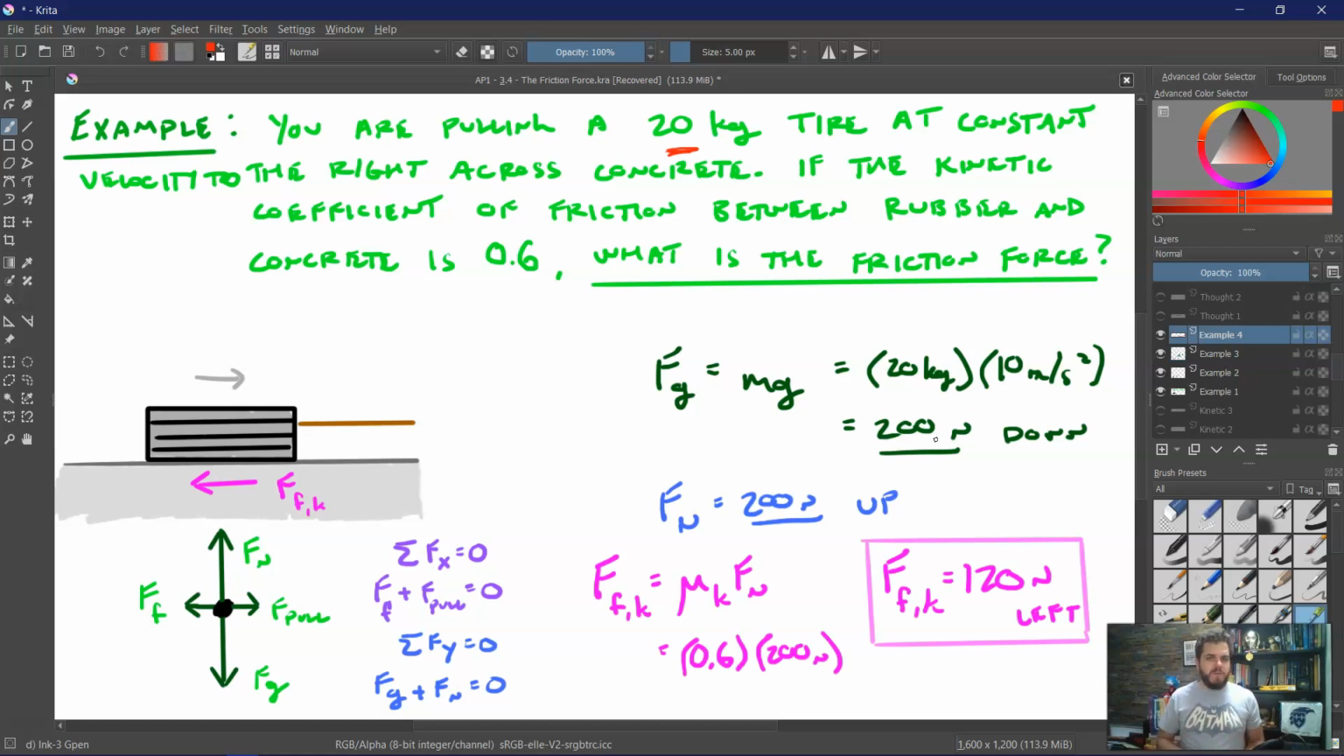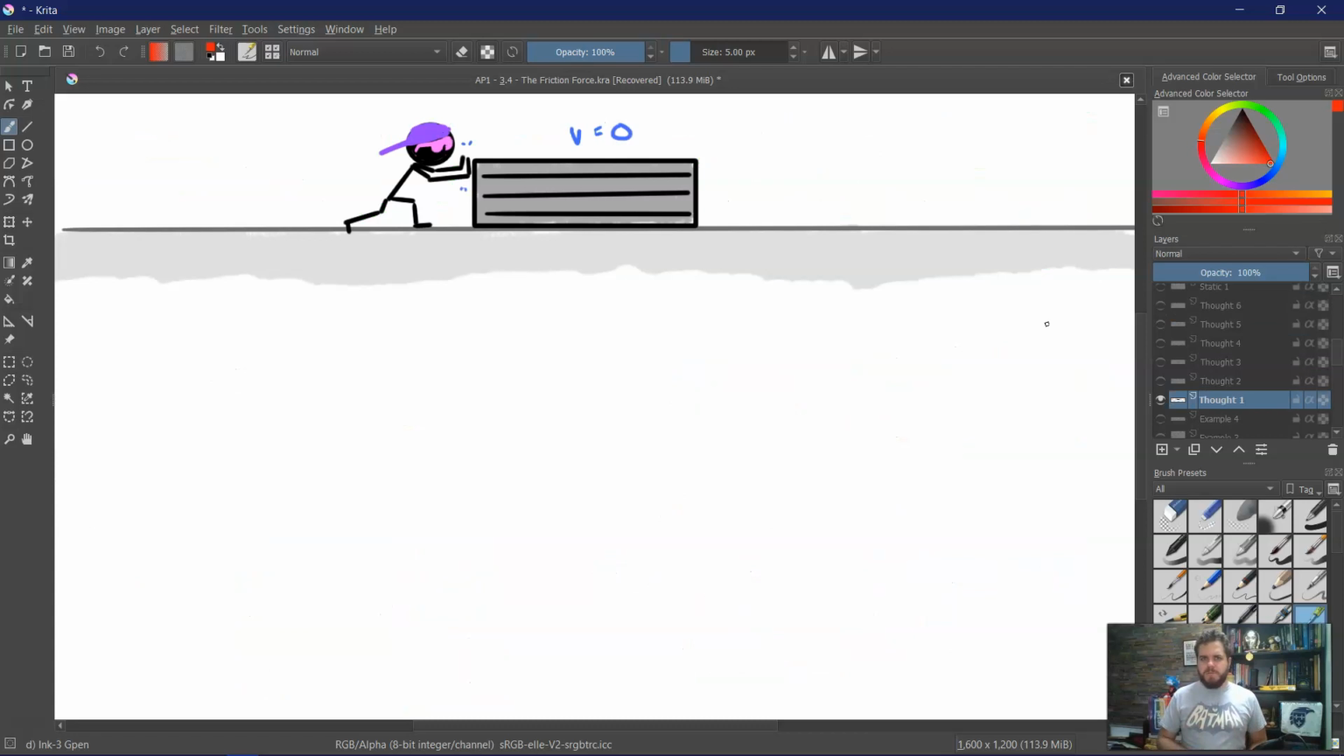The kinetic friction force is going to be equal to the coefficient of kinetic friction times the normal force, or 0.6 times 200. Multiply those together, and we get a kinetic friction force of 120 newtons, specifically going to the left. Let's talk about something for a second.